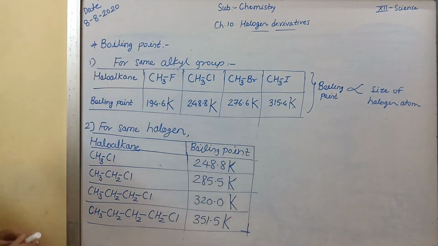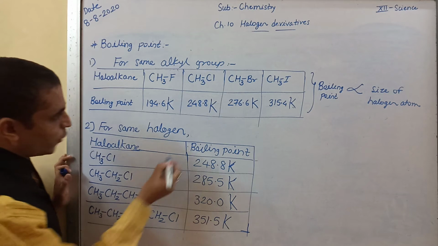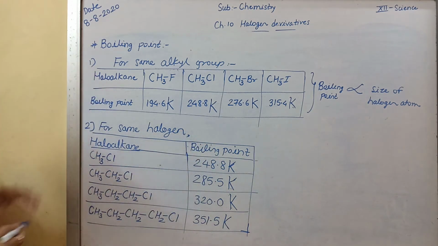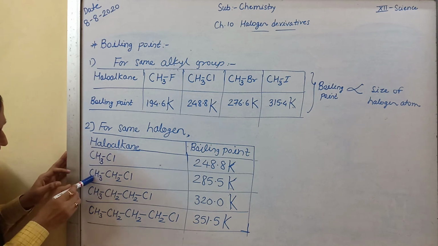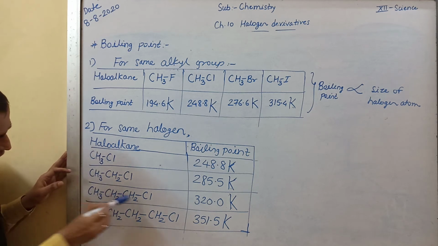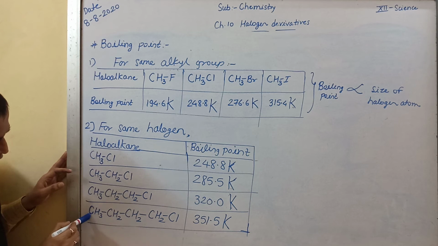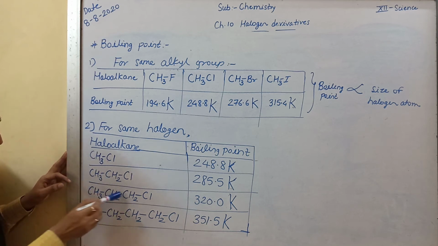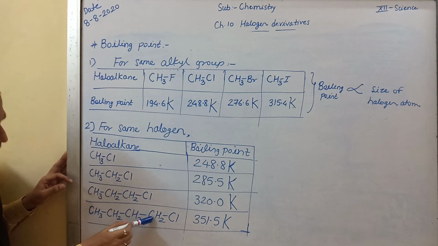Okay. Now come to the second table for the same halogen. I have considered the same halogen, that is chlorine. See here methyl chloride, ethyl chloride, n-propyl chloride as well as n-butyl chloride. You know that there is only one carbon atom, there are two carbon atoms, there are three carbon atoms, and here there are four carbon atoms.